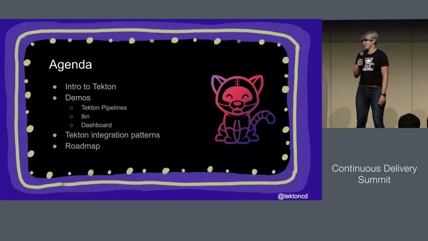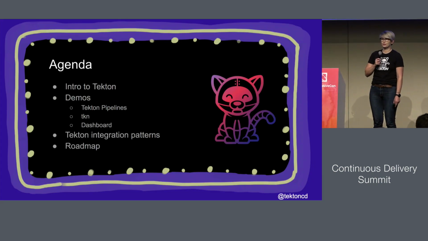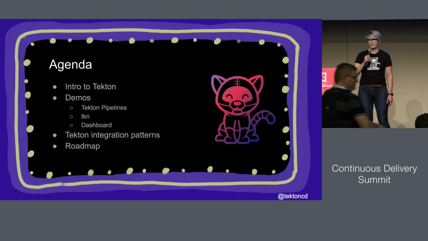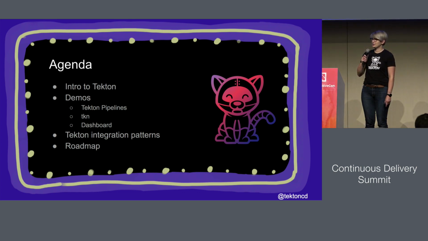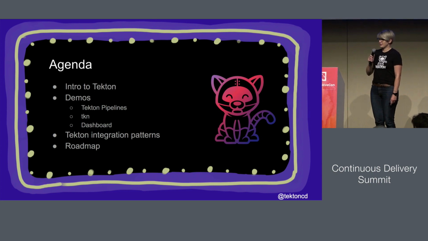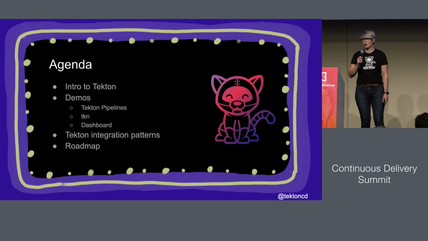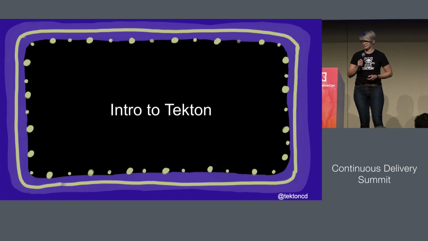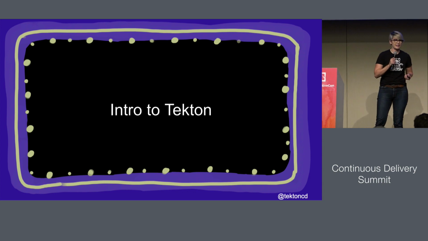So we're going to start off with an intro to Tekton and an overview of how it works, and then we'll get into some demos. So I'll be showing you a demo of Tekton Pipelines, and then I'll be welcoming to the stage Vincent Demister to demo the CLI and Simon Kagi to demo the dashboard. Then we'll talk about some ways that you can integrate with Tekton, and we'll finish off with where we're going in 2019.